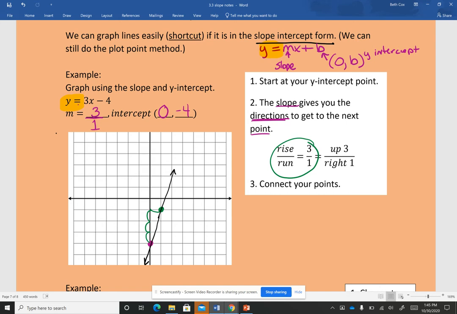I could do the slope again. Computer only needs you to do 2 points, but I could do a third point. I could do up 3 and over 1, and bam, there's another point. I could do up 3 and over 1, and there's another point. I could go the other direction and find another point. Okay, so slope will get you a whole bunch of points if you want to. We only need 2. The computer only requires 2. So just remember to look for the y-intercept point and the slope.